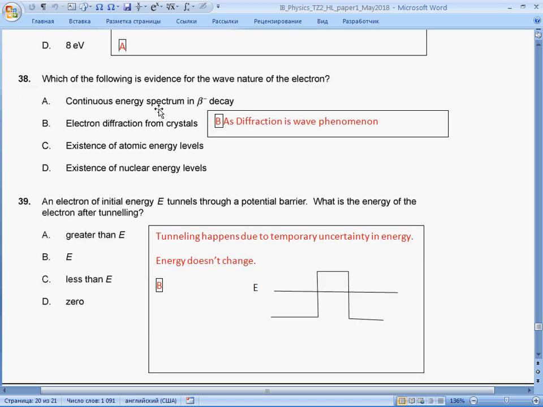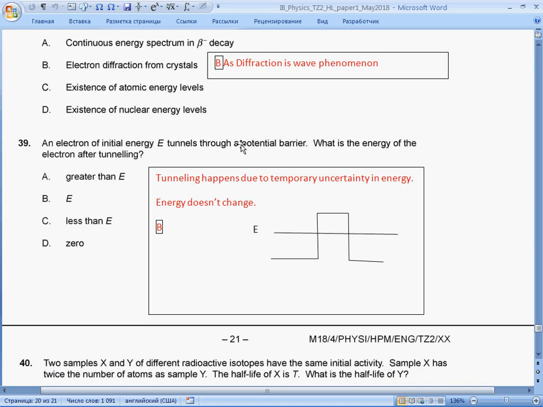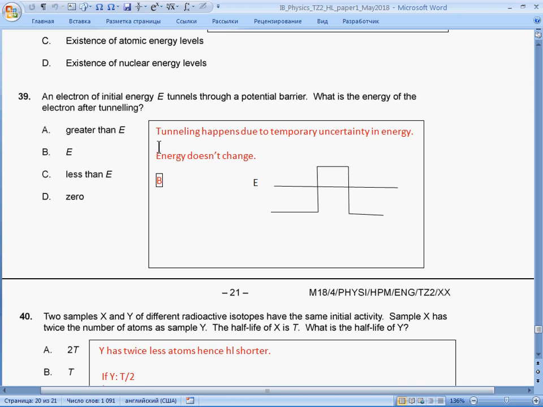38. Which of the following is evidence for the wave nature of the electron? I see only one wave property, diffraction, so it is B. An electron of initial energy E tunnels through a potential barrier. What is the energy of the electron after tunneling? Tunneling happens due to temporary uncertainty in energy. Energy doesn't change.